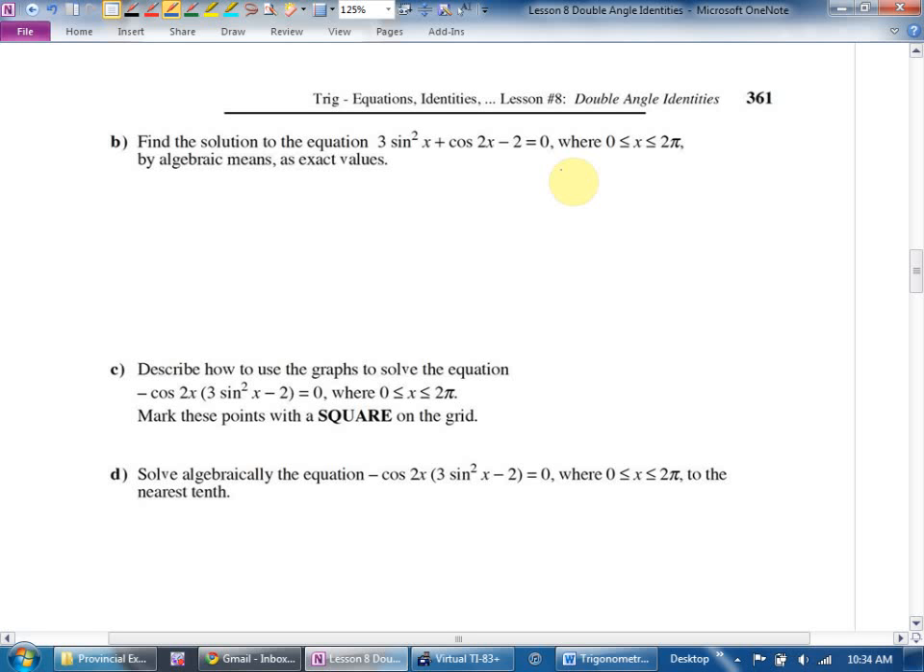Let's get rid of the cos 2x using the identity that only has sines in it. In other words, I don't want to bring in cos squared minus sine squared. And I don't want to bring in the 2 cos squared minus 1. I think I want to bring in 1 minus 2 sine squared. I want to rewrite this as 3 sine squared plus bracket 1. Is it 1 minus 2 sine squared? Yep. Minus 2 equals 0.